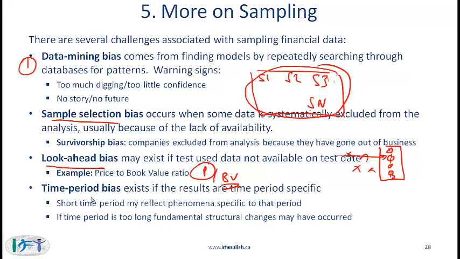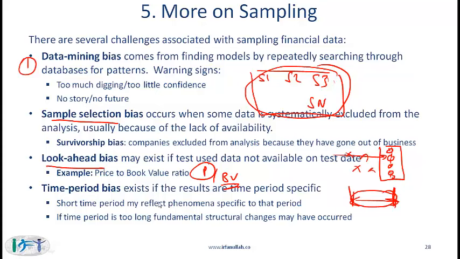Time period bias exists if results are time period specific. A short time period may reflect phenomena specific to that period. So if you are, let's say, doing a study related to stock returns, and your study is over a short time period where the stock returns were very good, then we have a potential time period bias, because your results based on that short time period do not really reflect the overall performance of stocks.